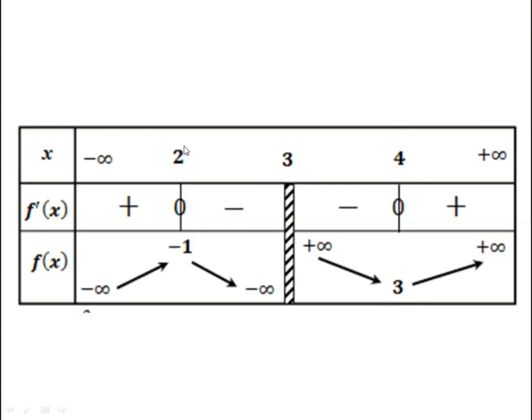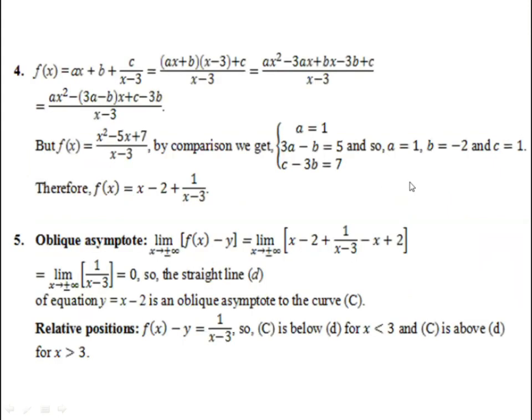A small remark: here we have at 2 a maximum, so the derivative at 2 is 0. And here the derivative at 4 is 0, and we have a minimum. So at extreme points, the derivative vanishes.